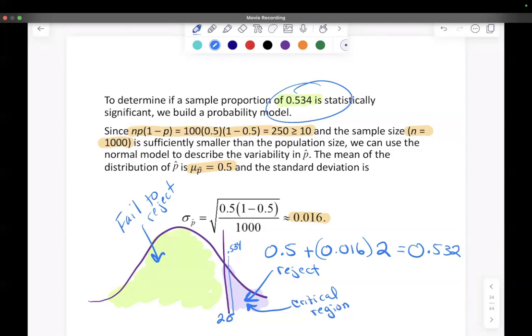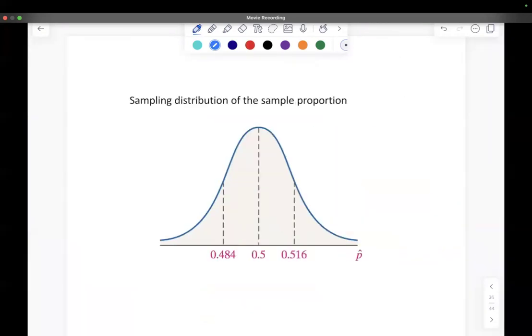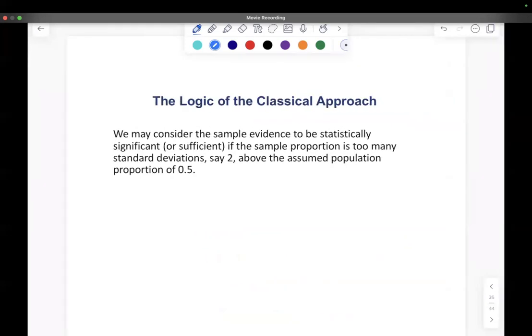Questions before we move on and I do a little bit more? Okay, I'm going to move on. I'm going to pop over to the next screen. See, look at this. This is just 1 standard deviation away though. So you may consider sample evidence to be statistically significant or sufficient if we are too many standard deviations above the population. I just said all this.